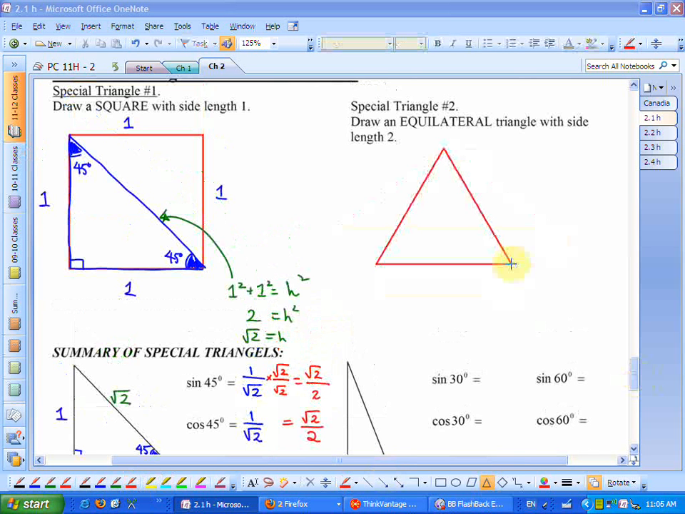Is that equilateral? Oh, well. You can practice drawing an equilateral triangle. Don't get so lazy. Asian people work hard. What are you talking about?